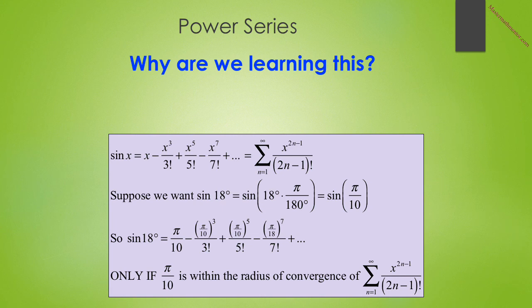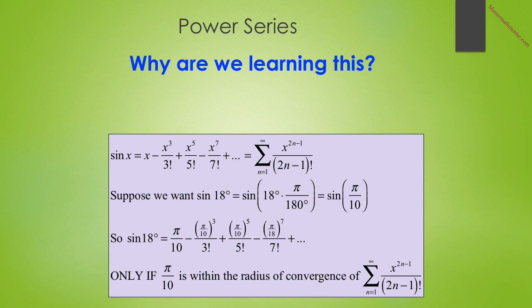Only if, though, pi over 10 is within the radius of convergence of summation n equals 1 to infinity of x to the 2n minus 1 over (2n minus 1) factorial. If the radius of convergence r is infinity for our series, then we can plug any number into our series and know that if we use enough terms, we can get as close as we want to the actual value.